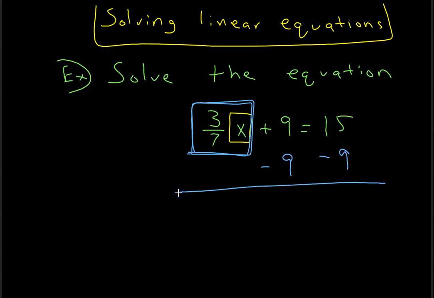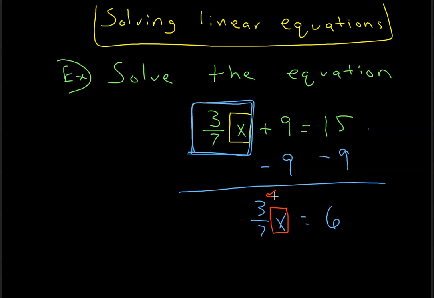And that will give you the equation 3 over 7 x equals 15 minus 9. 15 minus 9 should be 6. So we have 3 over 7 x equals 6. To finish solving this equation, what you want to do is divide by the coefficient. The coefficient of x is here. So here's my x, and I still want to isolate it, and now I have a coefficient. That's 3/7. If I divide both sides by 3/7, I should get x alone.